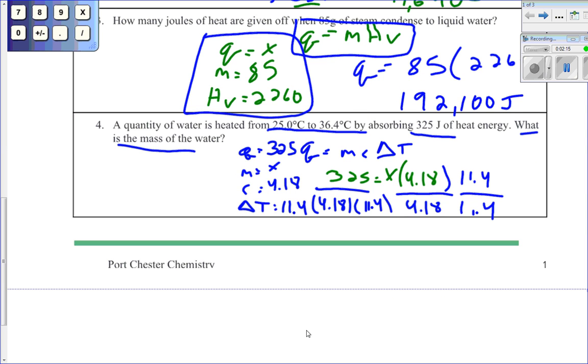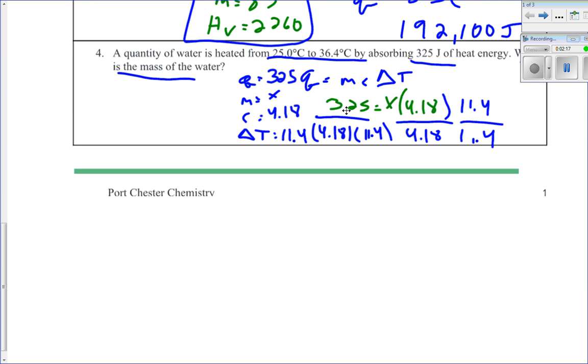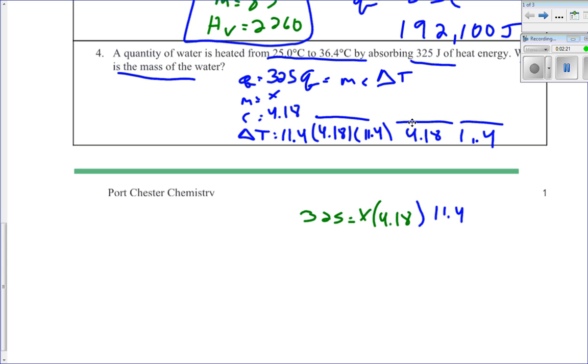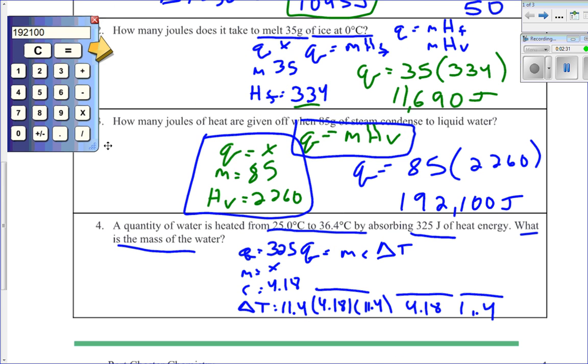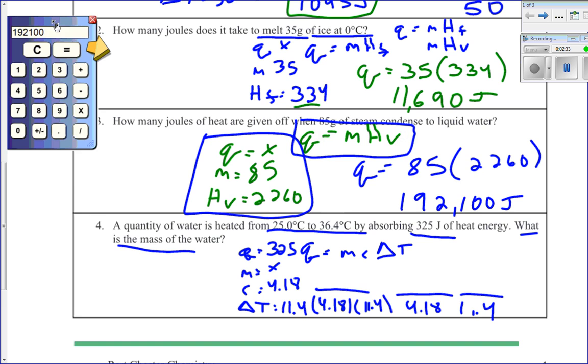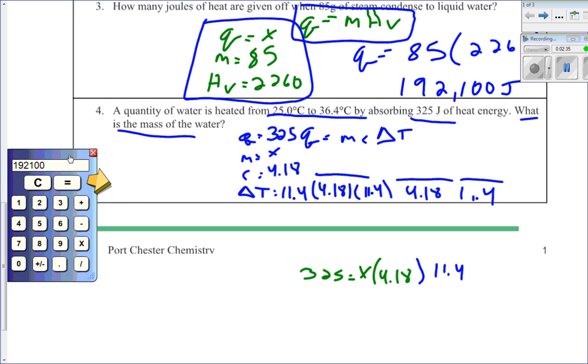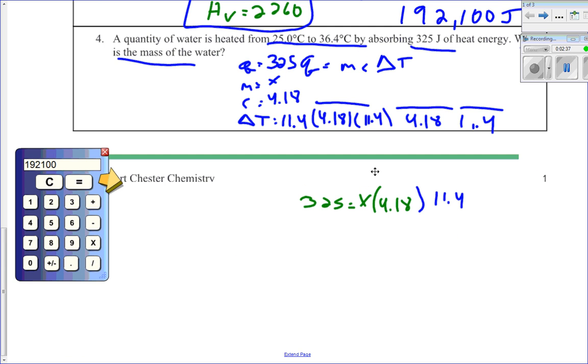So it's getting a little crowded, so let's get a little more space down there. So we have our setup, looks like this. This was our original setup, and now we want to get rid of these numbers here. So we want to get rid of the 4.118, we want to get rid of the 11.4. Let's get our calculator down here too. So you want to get X on its own. So first thing you could do, divide by 4.118.